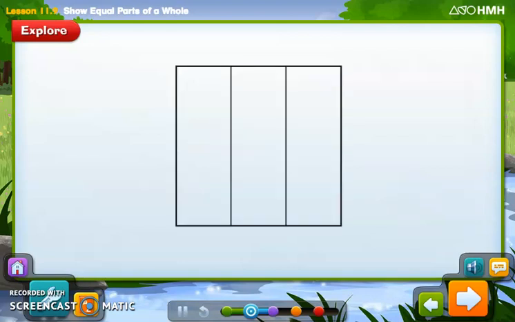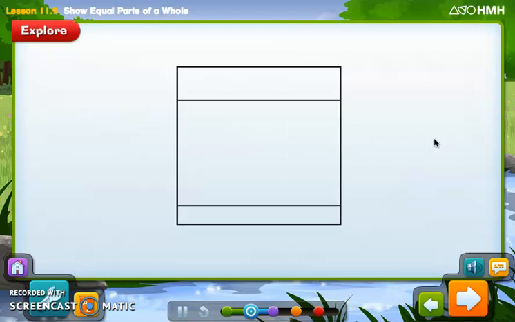What about this square? Does it show equal parts? Click the square to find out. All right, so we're going to click the square. What do you guys think? I want you to take a few seconds and think about it. Are these pieces right here equal in size? We're going to click on it and find out. Yes, this square has parts that are equal in size, so it has equal parts.